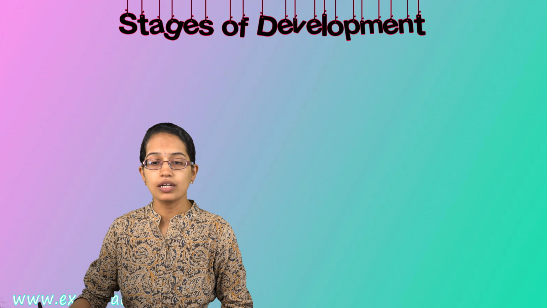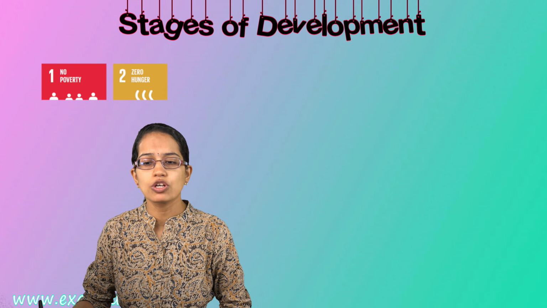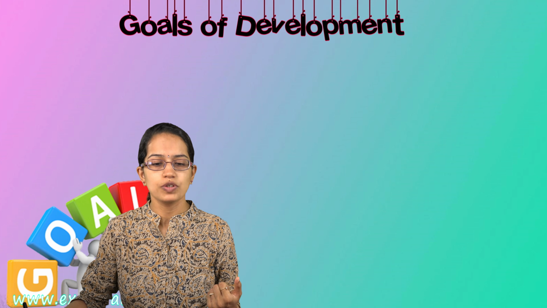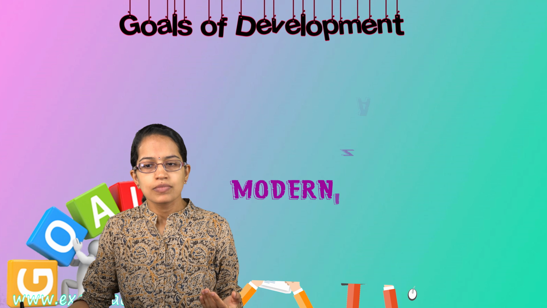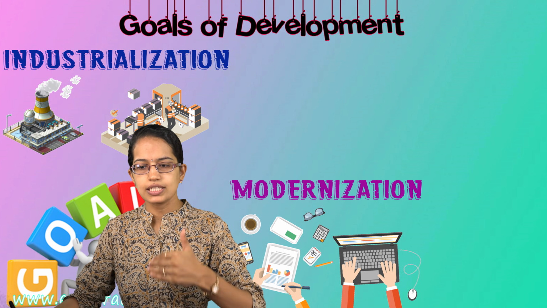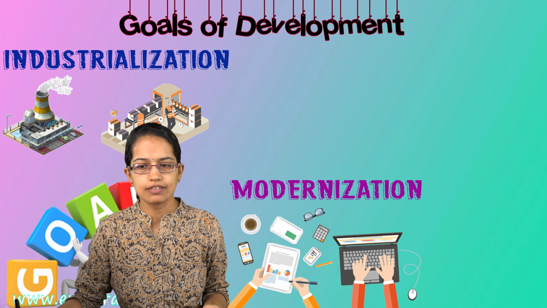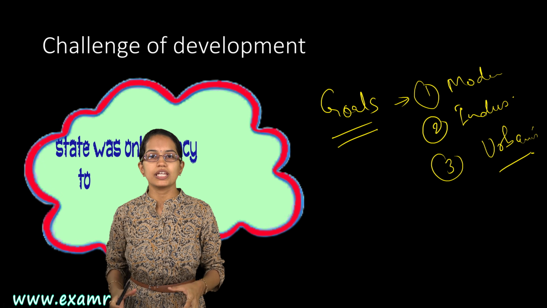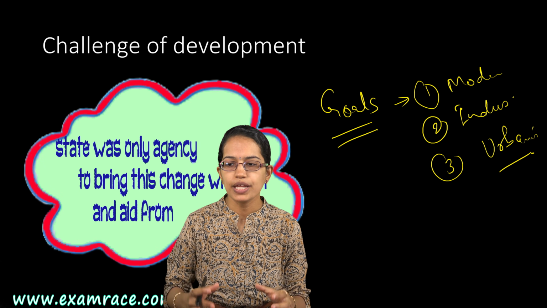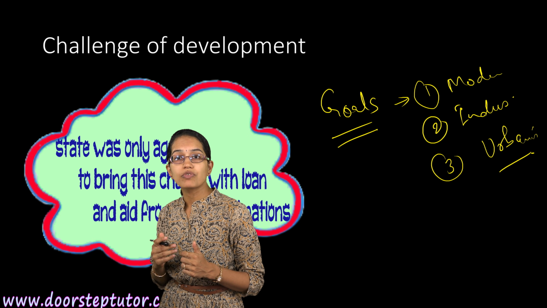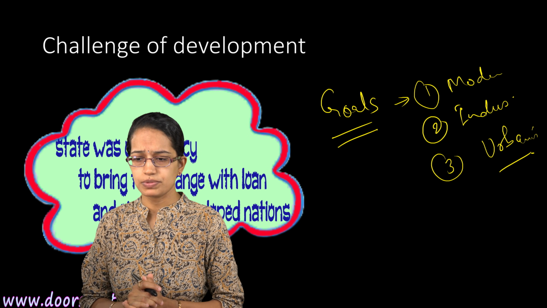So there were various stages of development that were marked. For these, the goals of development were laid down. The most important idea was firstly to modernize, secondly to bring in industrialization, and thirdly, with this industrialization, there was automatically urbanization. And the state was one of the agencies that was considered to bring about the change through development.